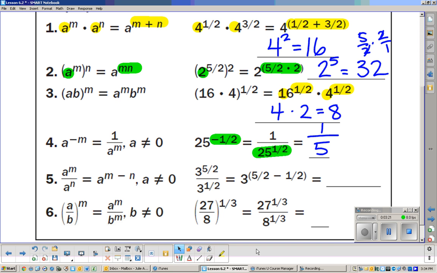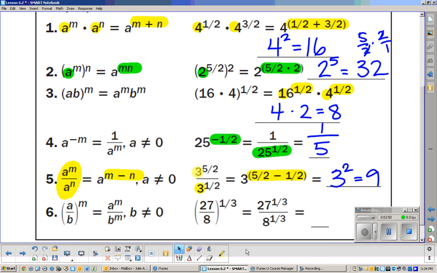When we have fractions and we're dividing, we still can subtract those exponents when they have the same base. So here we have a base of 3 on top, a base of 3 on the bottom. So if we're going to simplify that fraction, we subtract those exponents. So we'd end up with 3 to the power of 5/2 minus 1/2, which is 4/2, and 4/2 is 2. So 3 squared, we're going to get a 9.